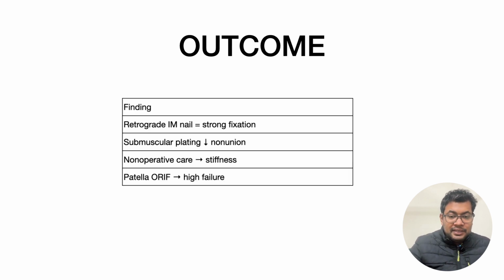So if we look at the outcome of the surgeries in periprosthetic fracture, in the distal femur, if we use a retrograde intramedullary nail, it has very good results. If we use a plate, it has good results, though there are chances of non-union also. If we do non-operative care, then the knee may go into stiffness and the patient may need long-term physiotherapy. Patellar fractures usually do not have promising results and we may face a failure after the surgery.